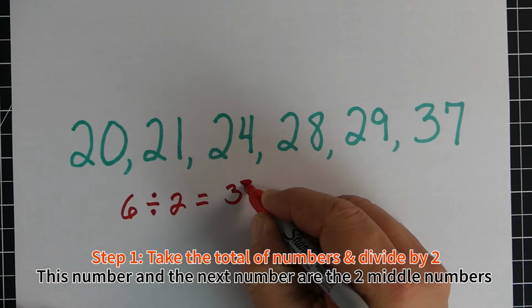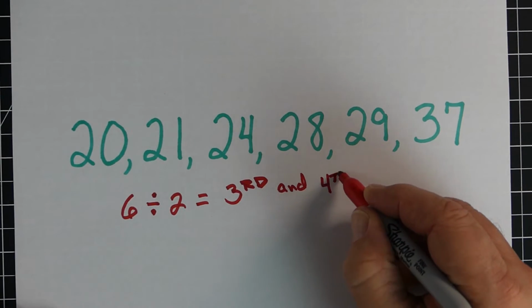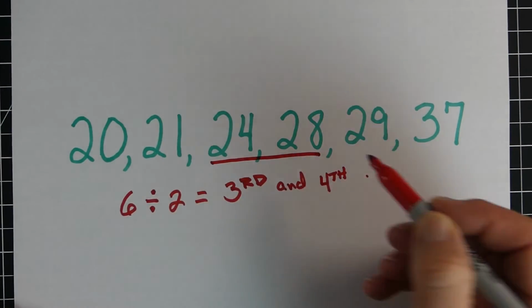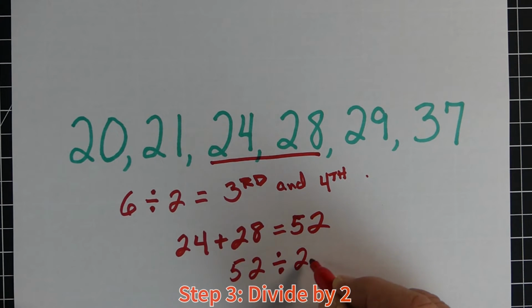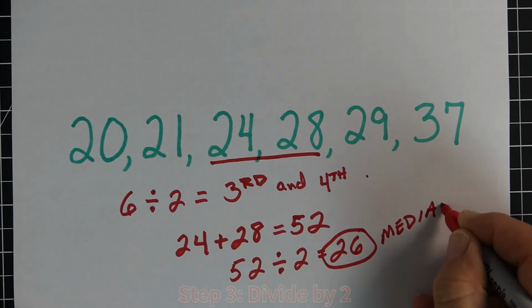Take the total amount of numbers, in this case 6, divide by 2, which is 3. So the 3rd and the 4th numbers are going to be your 2 middle. And then you would add them up, and then you would divide by 2, and that would be your median, in this case 26. So here's a couple other examples.